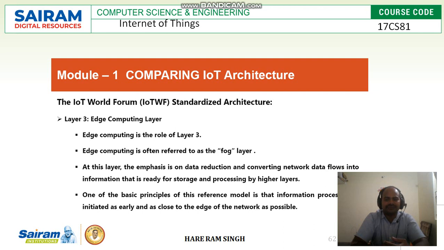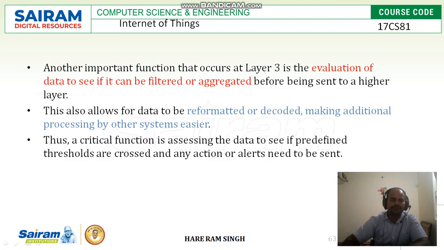And here also the data needs to flow, converting network data flow into information. So data needs to be converted into information for proper flow, like adding header and footer and recipient address and all those things. One of the basic principles of this reference model is that information processing is initiated as early as possible, as close to the edge of the network as possible.